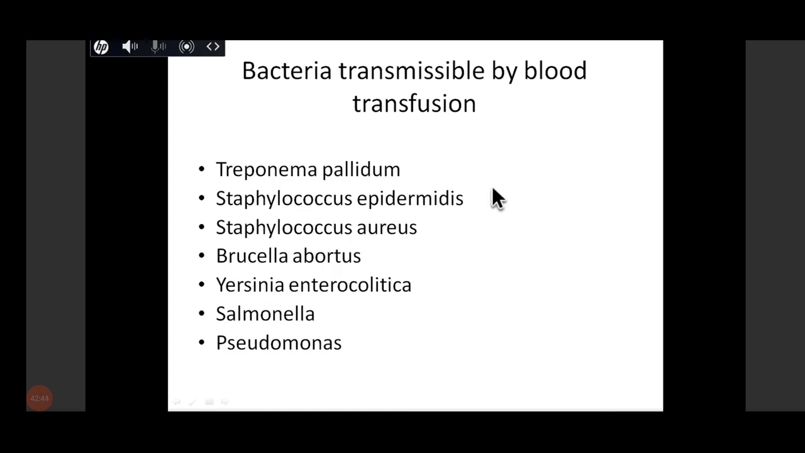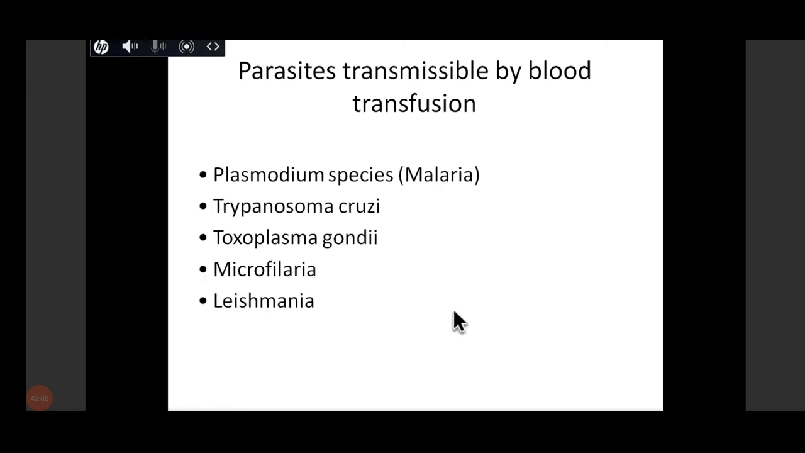Along with the viruses, what are the bacteria which can be transmitted? We can have Treponema pallidum, which causes syphilis. Then we can have Staphylococcus epidermidis, Staphylococcus aureus. The list is endless. Okay. Along with the bacteria, we can have the parasite, malaria. Malaria screening is done in our blood bank to screen if the blood donor has malaria or not. So these are the list of the viruses, bacteria, and parasites which are transmissible if a person gets transfused with blood. So checks at various levels are done.